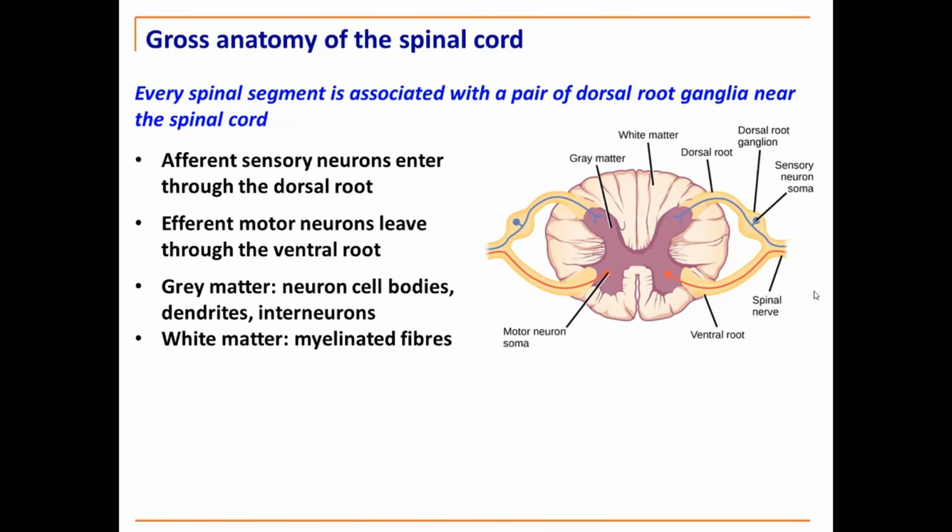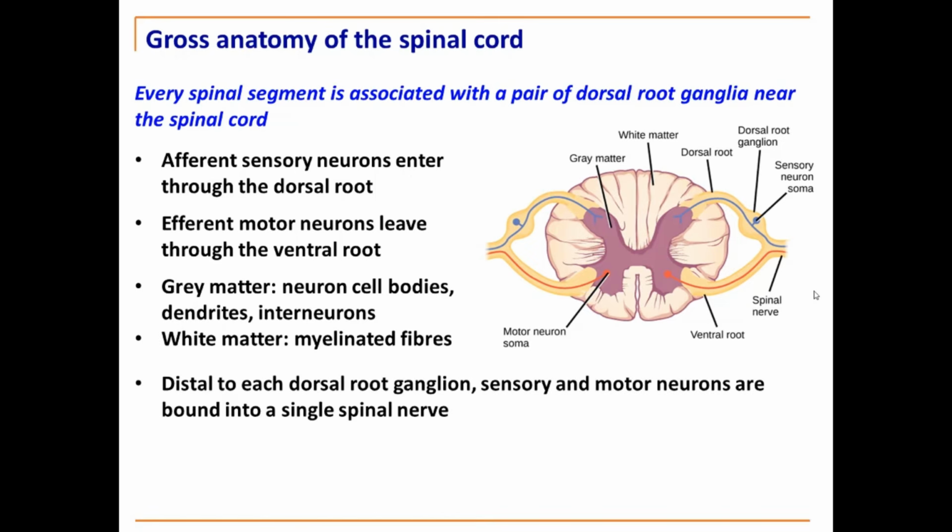The grey matter, as you'll know, consists of the neuronal cell bodies, dendrites and interneurons, the white matter, the myelinated fibers. So while the grey matter is primarily associated with processing and cognition, the white matter really modulates the distribution of action potentials, acting as a relay and coordinating communication between different brain regions. And distal to each dorsal root ganglion, the sensory and motor neurons are bound into a single spinal nerve, as I've already mentioned, which is about 1 centimeter long or so.